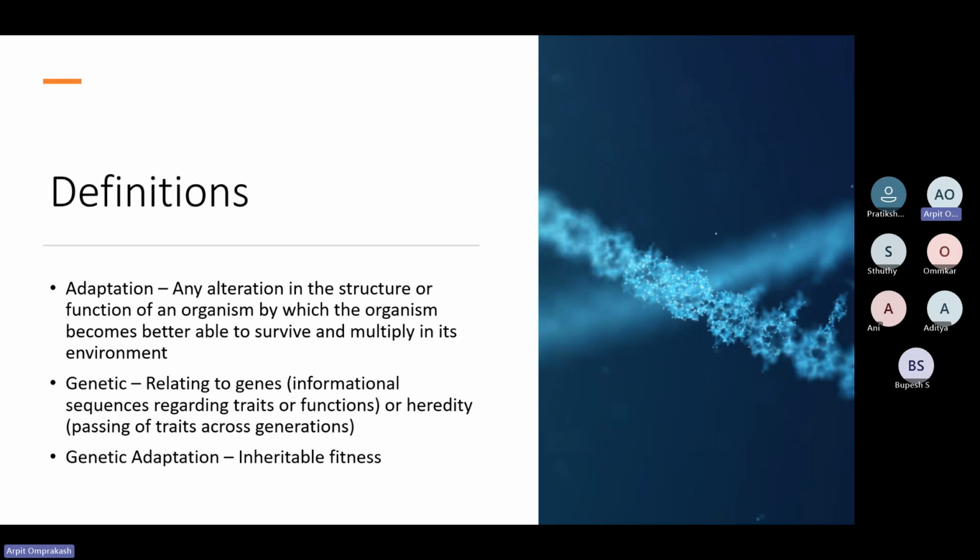Adaptation is any alteration in the structure or function of an organism by which the organism becomes better able to survive in a given environment. It can be genetic. Genetic basically means that it relates to genes. Genetic adaptation is an inheritable fitness. So it is something that makes you fit and that is inheritable. So if you have it, your son or daughter, or grandchildren have it.